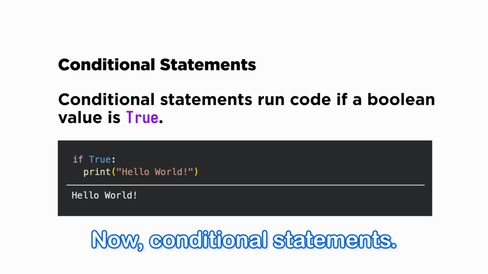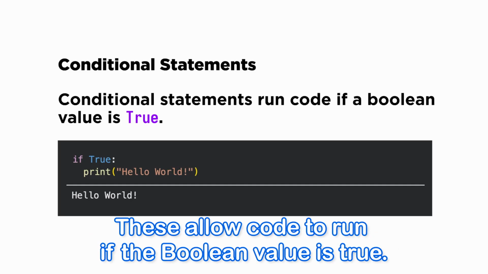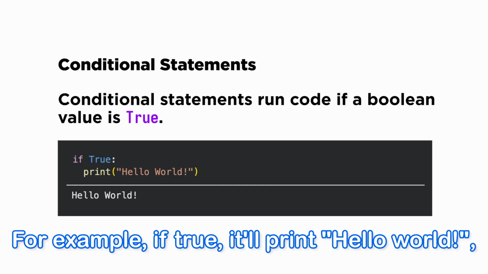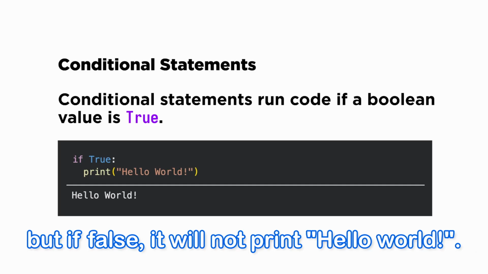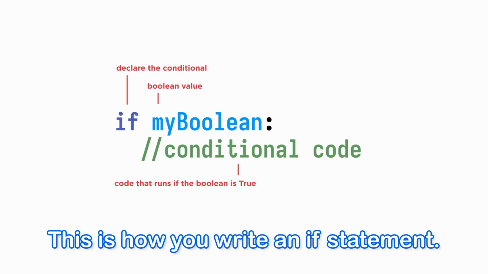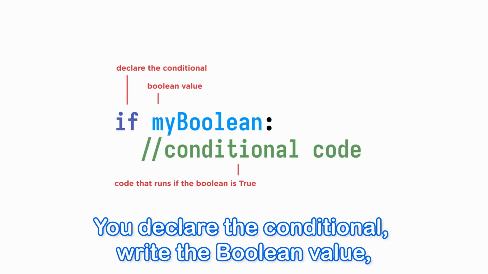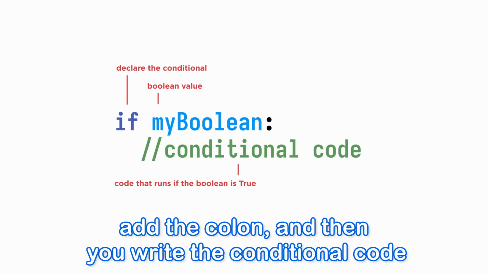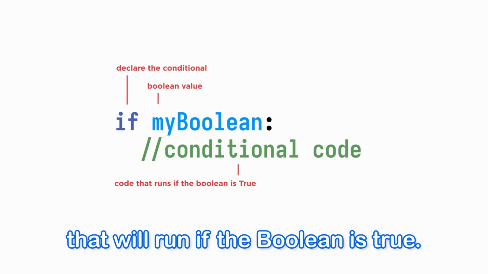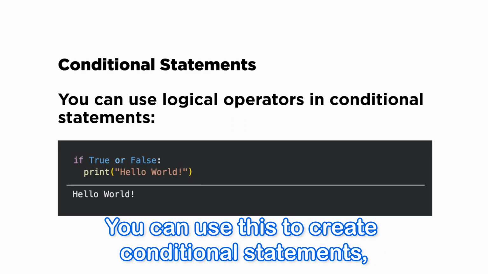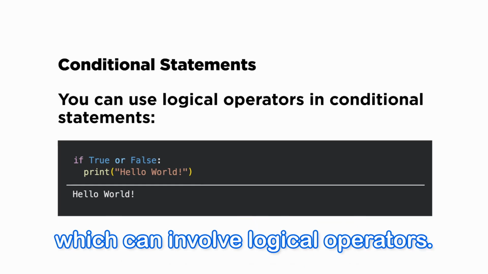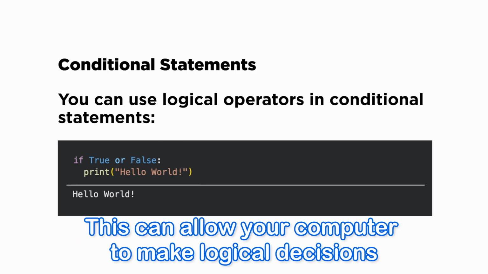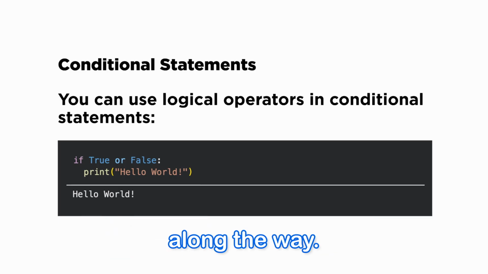Now, conditional statements. These allow code to run if the Boolean value is true. For example, if true, it'll print hello world, but if false, it will not print hello world. This is how you write an if statement. You declare the conditional, write the Boolean value, have this colon, and then you write the conditional code that will run if the Boolean is true. You can use this to create conditional statements, which can involve logical operators. This can allow your computer to make logical decisions along the way.